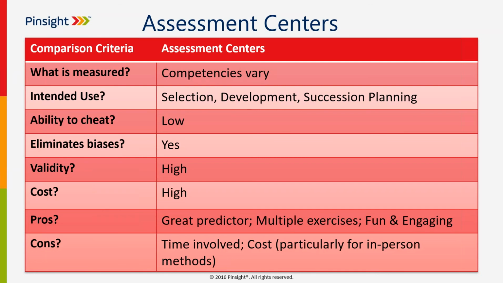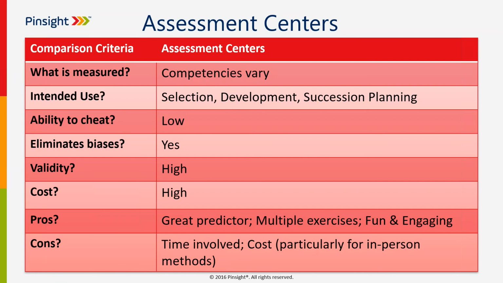The ability to cheat is very low, similar to cognitive ability. Either you have the skill or you don't. And if you don't have it, then it's highly unlikely you're going to be able to display it. So the ability to cheat is low, and elimination of biases is rather high.